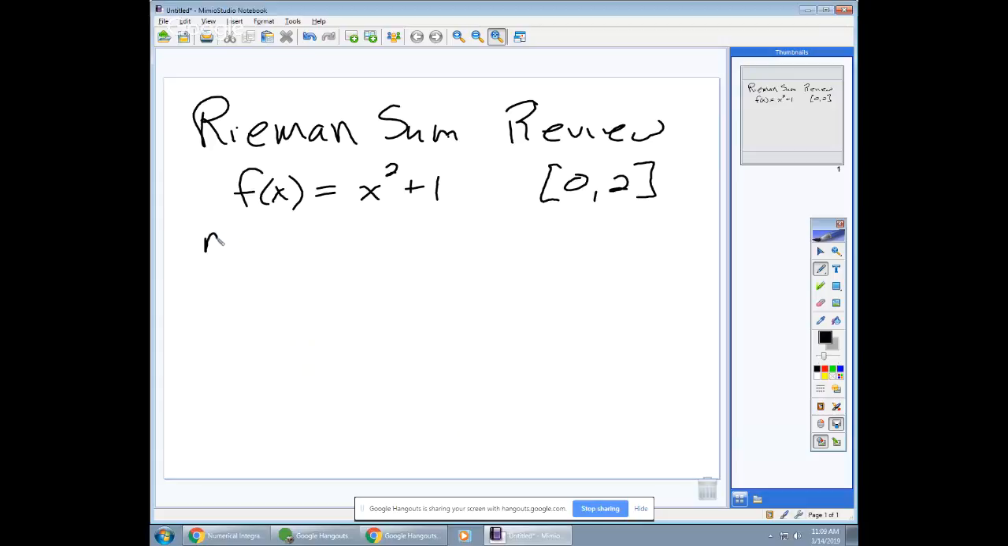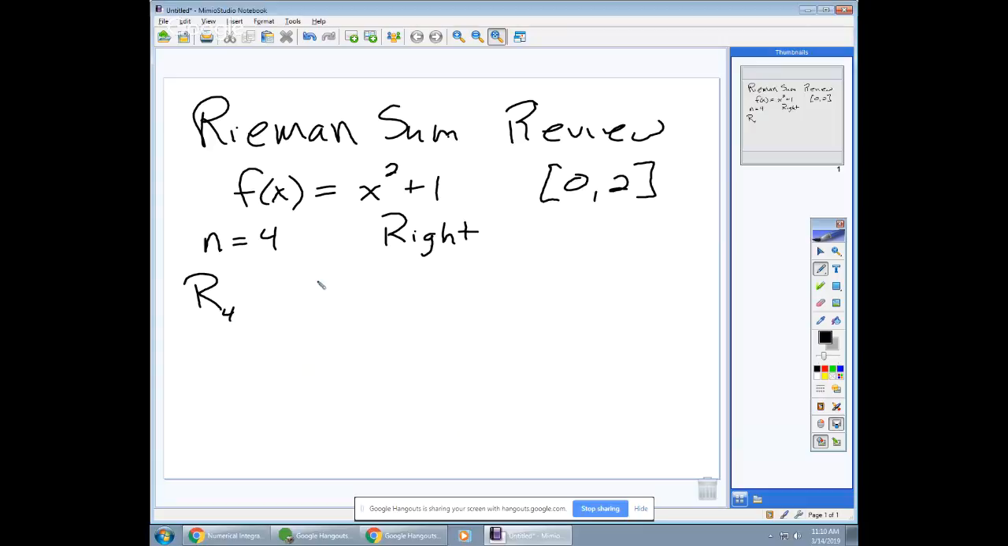And let's start off real easy with n equals 4. Let's do 4 subintervals, and let's start off with right endpoints. So notation for that would be an R with a 4, meaning use right endpoints, do 4 intervals. Okay. And we'll work up to some other ones today too.